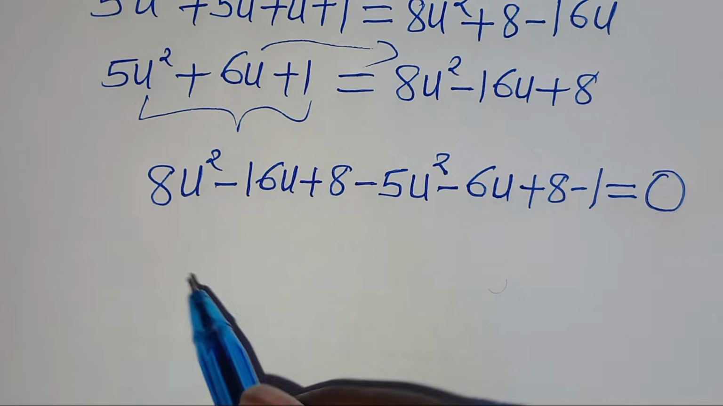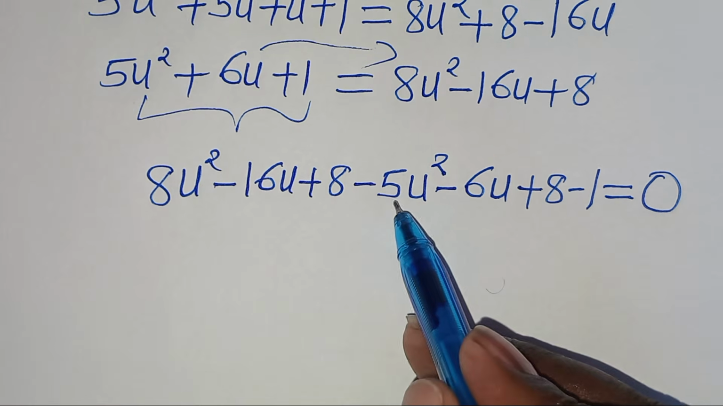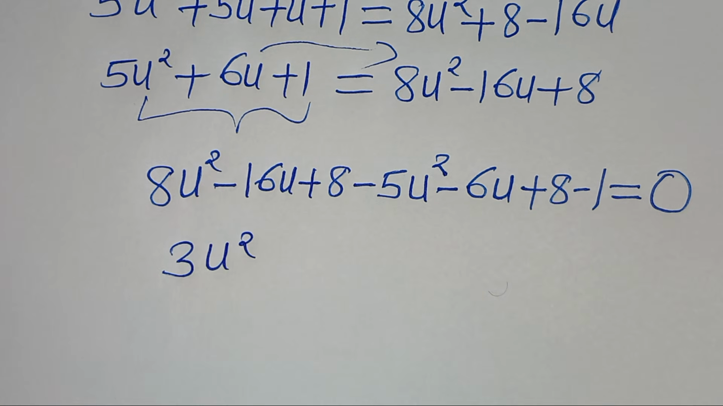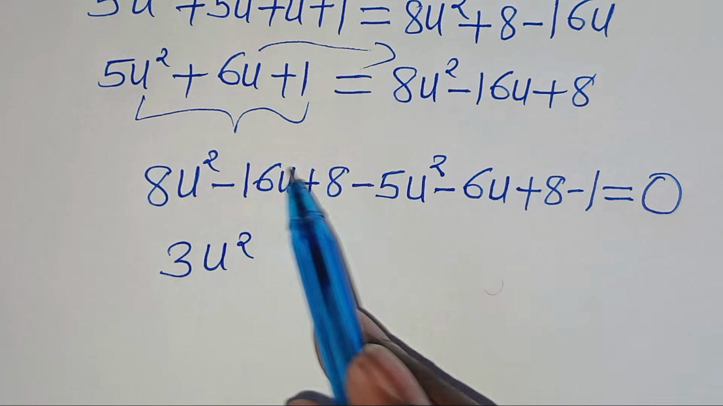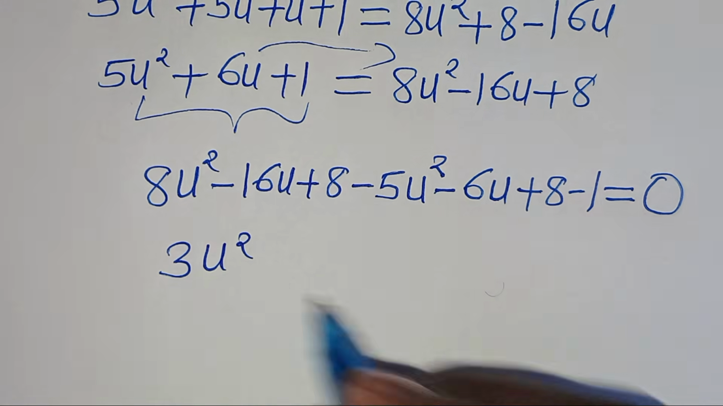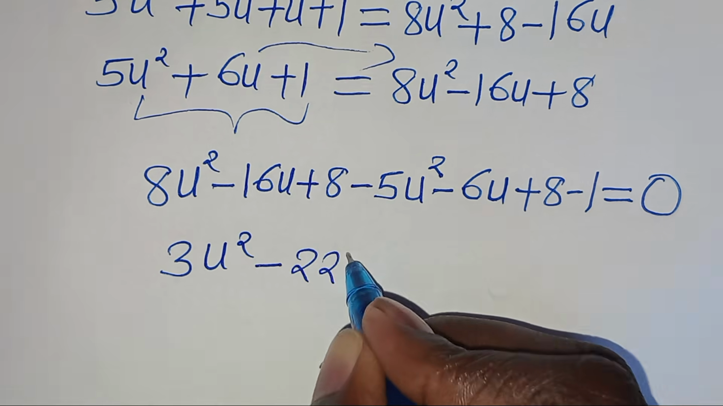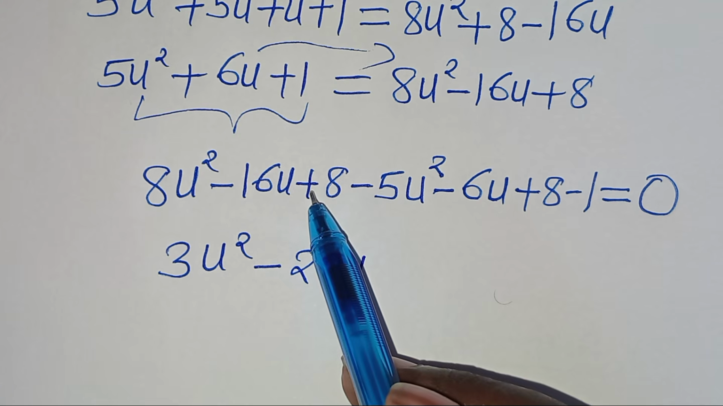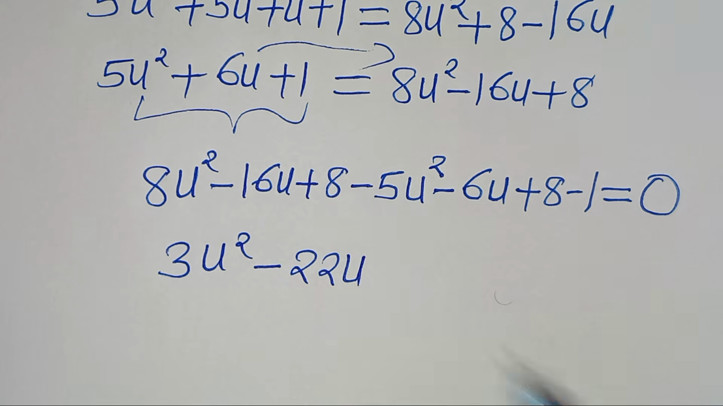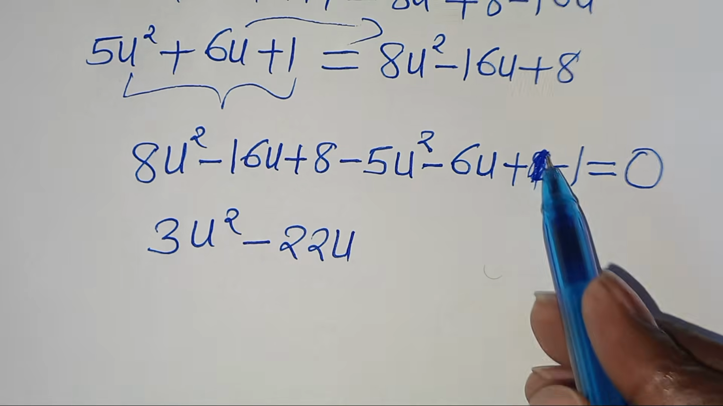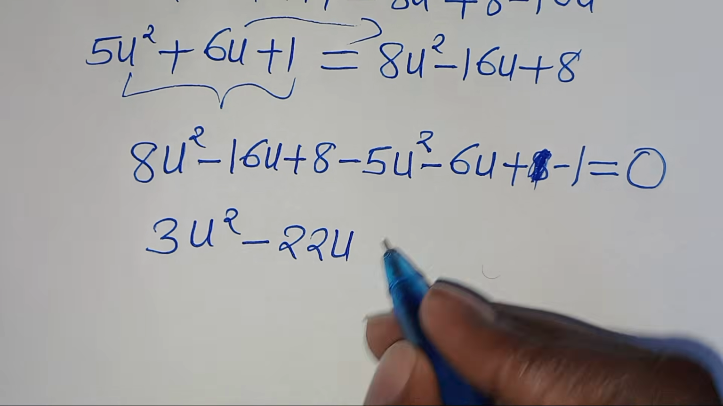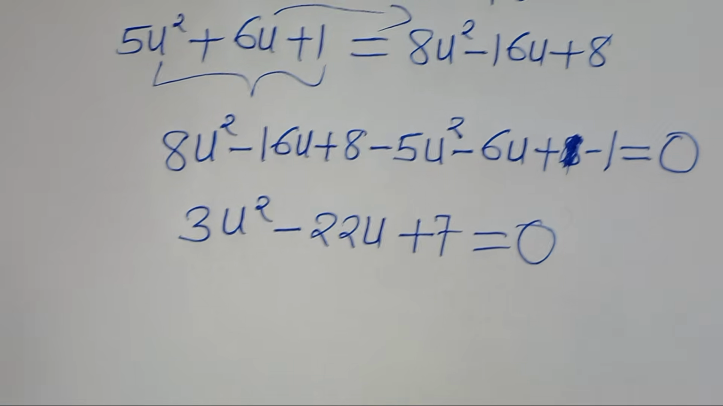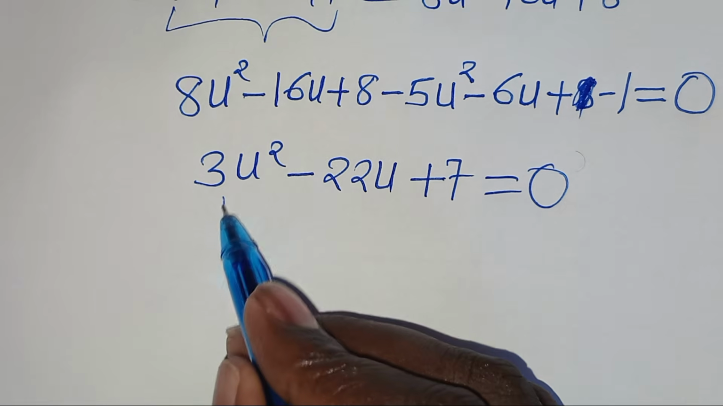Okay, so we have 8u squared minus 5u squared, this is 3u squared. Then we have negative 16u minus 6u, this is negative 22u. Then we have, this is plus 8. Now this is 8 minus 1, so we have plus 7. This is equal to 0. So this is a quadratic equation.